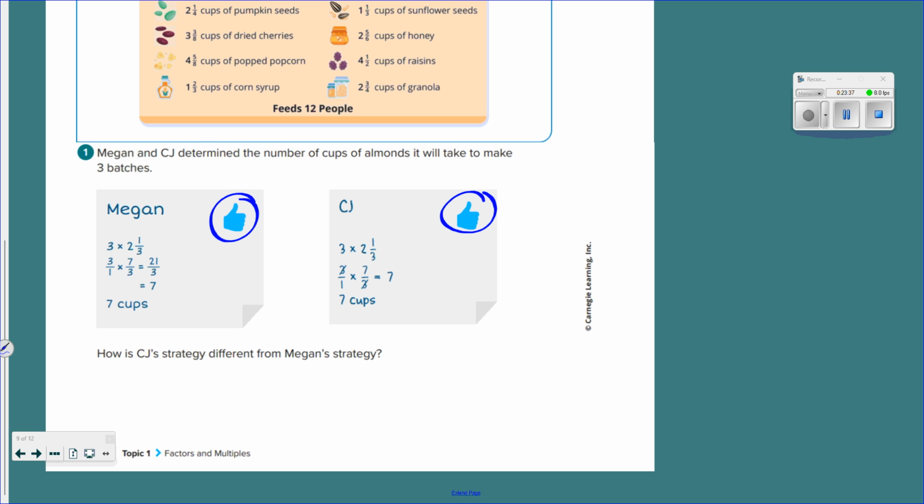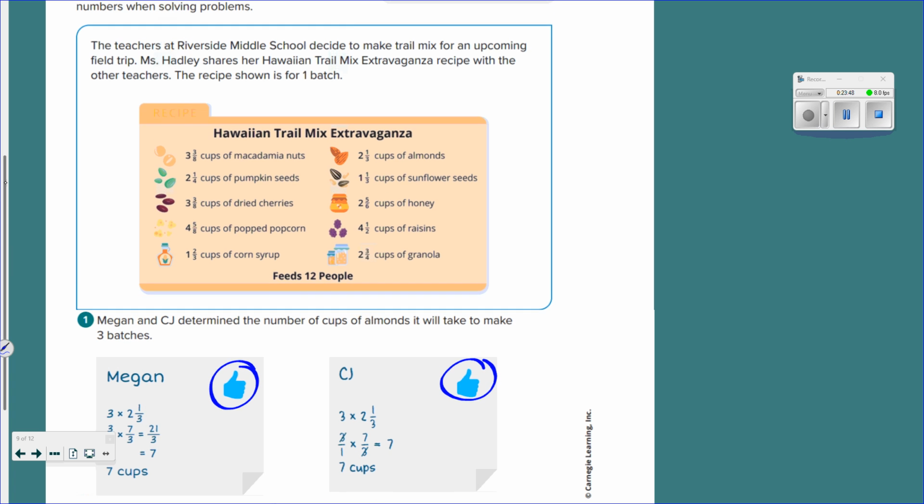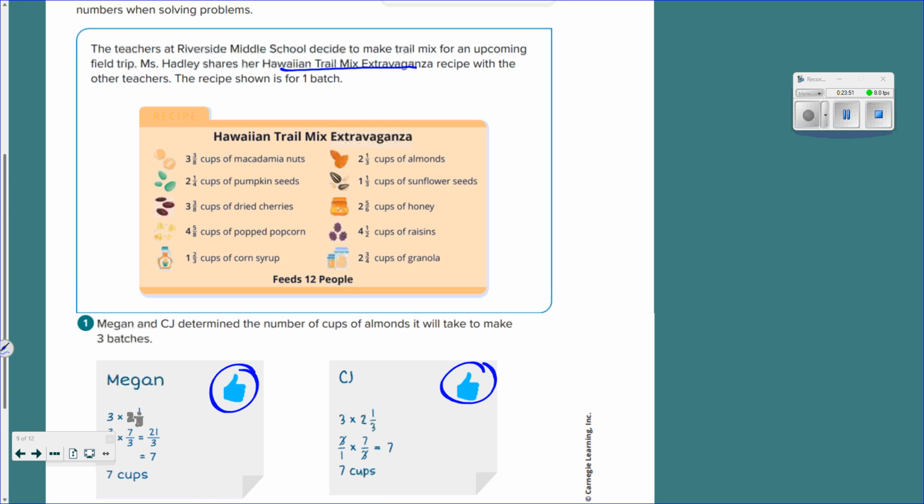So in this case, what we've got is Megan and CJ. They're both multiplying. Just to give you the background, they're going to make Hawaiian trail mix for other teachers. This is for one batch, how much it makes. So this is all the different things they need for a batch of this. And they decide this is going to take 3 batches, but they want to find out specifically the number of cups of almonds. So they say we're going to do 3 batches, and when I look at the almonds, I can see it takes 2 1/3 cups for each batch, right? So in order to figure out how many almonds they need, they're going to multiply those 2 numbers.